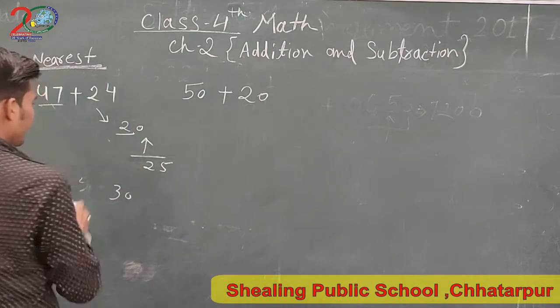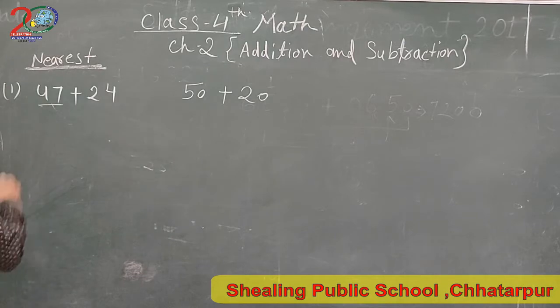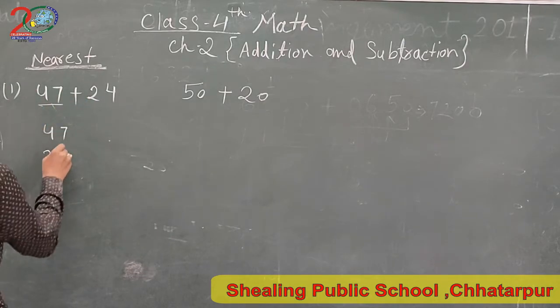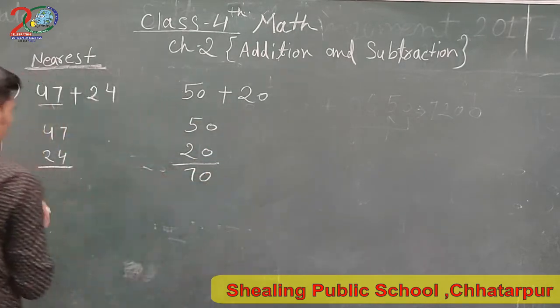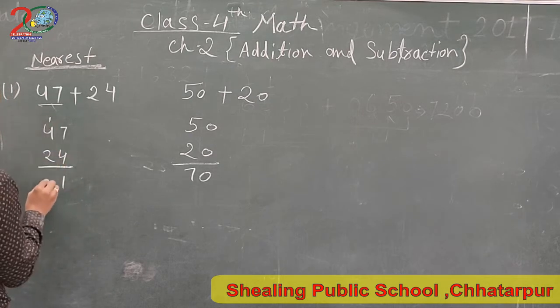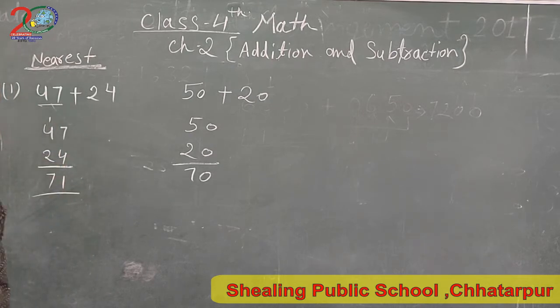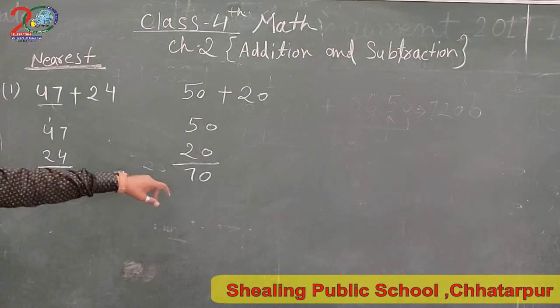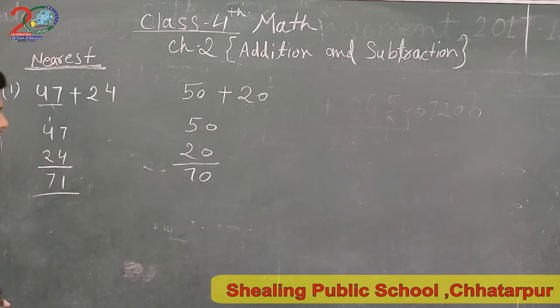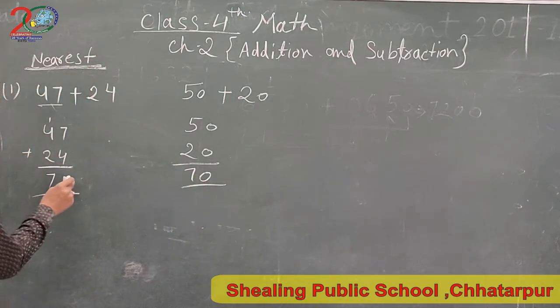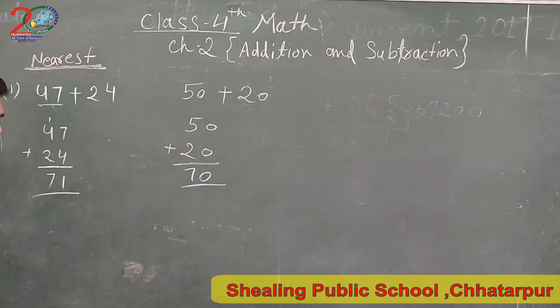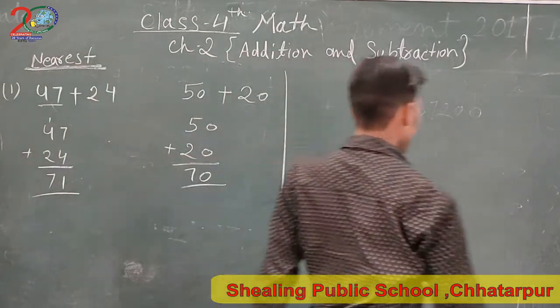Now we add both. First we add the two numbers. So here is 47 and 24 and 50 and 20. So here is 70 and here is 71. Okay, like this. So accurate is 71 and estimation is 70. Means rounded. Okay, nearest or rounded, it's 70. And accurate, what is the answer? Accurate answer is 71 and rounded answer is 70. Like this. Okay, that's our addition.